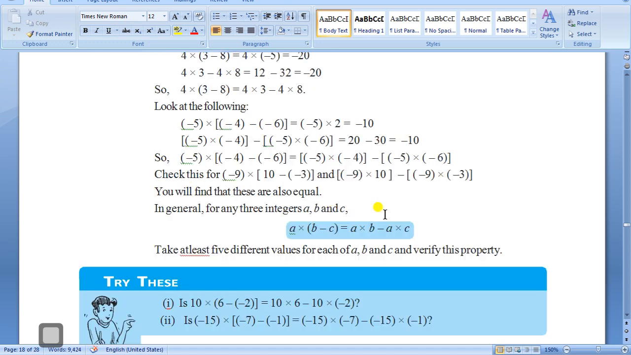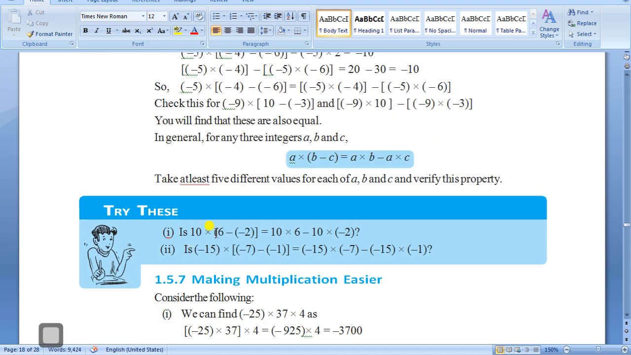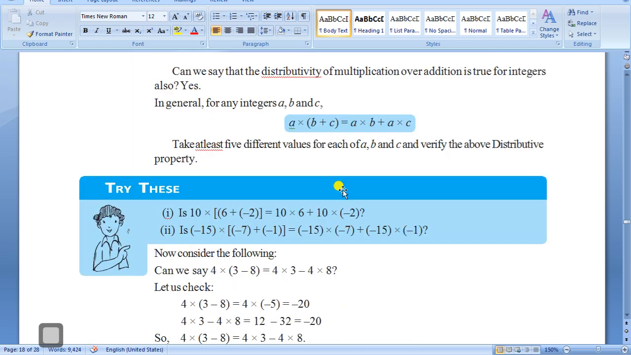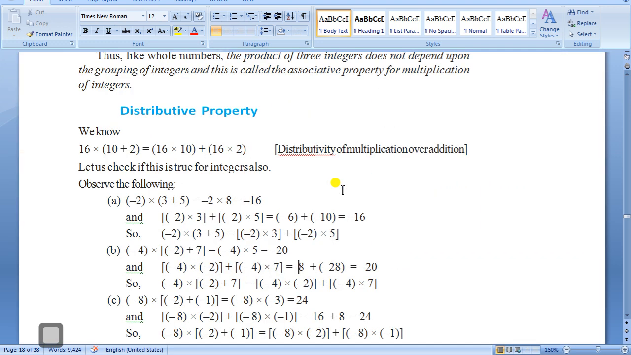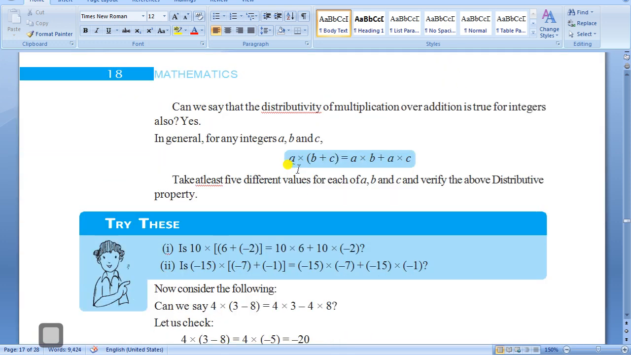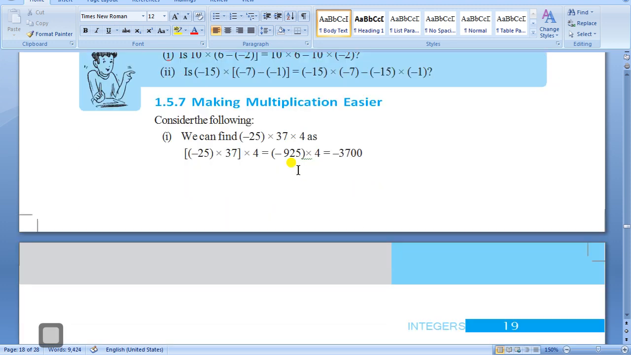Now, in general, for any 3 integers a, b and c, a × (b − c) is equal to a × b − a × c. This is for subtraction also. Take at least 5 different values for each of a, b and c and verify this property also, right? That is, we can say that the distributive property of multiplication over addition and subtraction both holds, right?